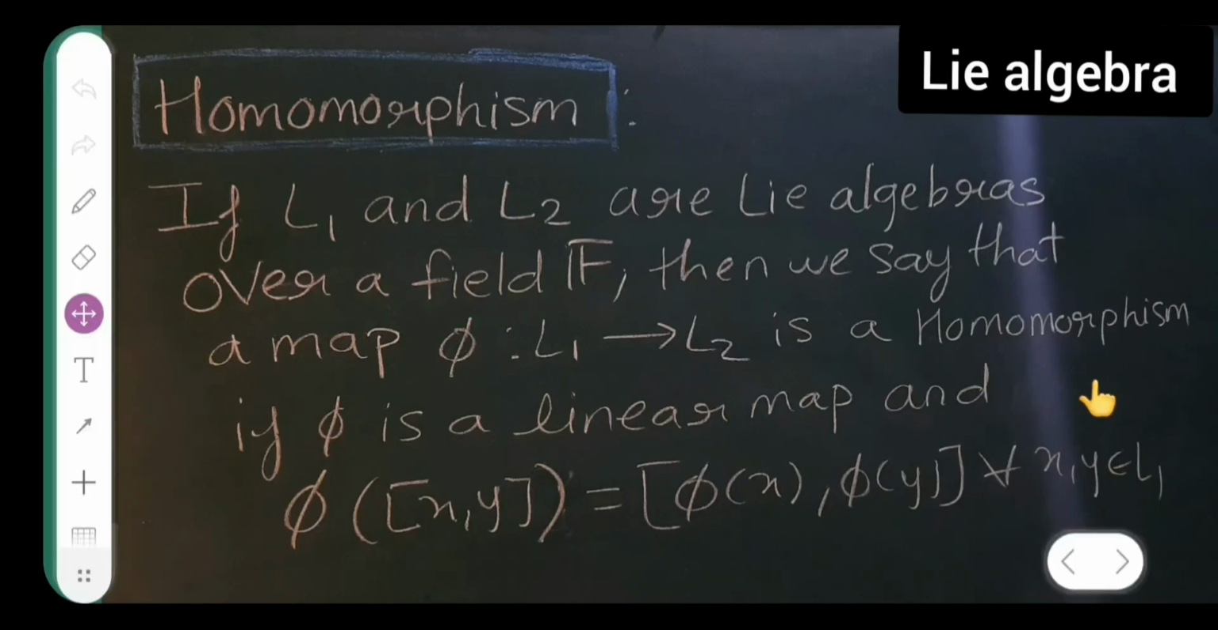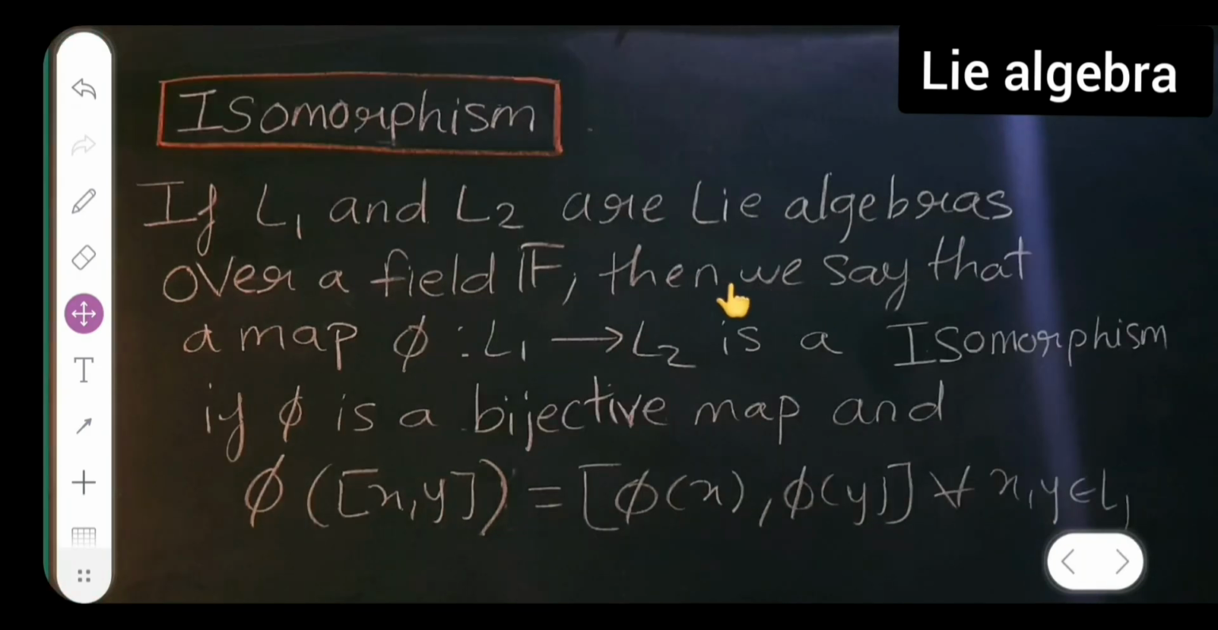Okay, now I'll move to the definition of isomorphism. Now what is an isomorphism? See, if L1 and L2 are Lie algebras over a field F, then we say that a map phi from L1 to L2 is an isomorphism if phi is a bijective map and phi of the Lie bracket of x comma y is equal to the Lie bracket of phi of x comma phi of y for all x comma y belonging to L1.